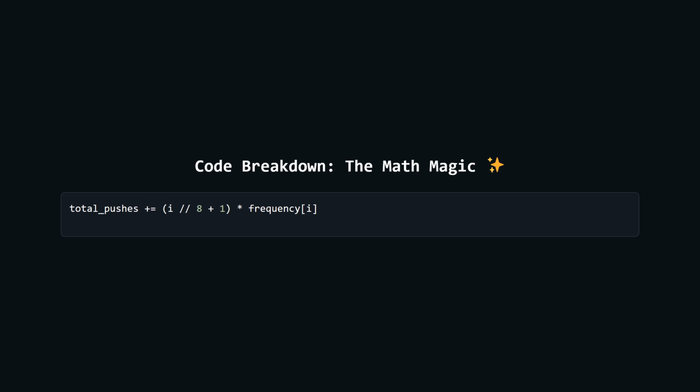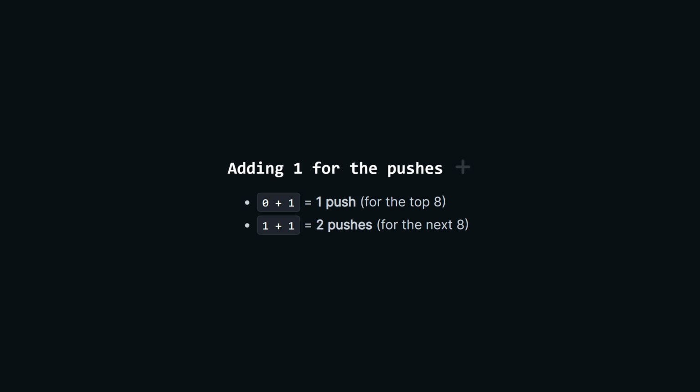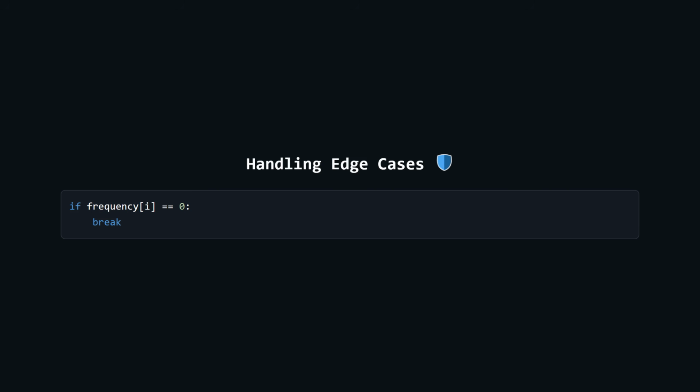Now for the clever part. As we loop through our sorted counts, we use this formula. We take the current position in our list, which we call i, and integer divide it by 8. Why divide by 8? Well, for the first 8 letters, meaning index 0 through 7, dividing by 8 gives us 0. For the next 8 letters, it gives us 1, and so forth. Because you can't have 0 pushes, we simply add 1 to that result. So the first 8 letters get assigned 1 push, the next 8 get 2 pushes, and so on. We just multiply that push count by how many times the letter actually appears, and add it to our total. We also have a nice little edge case check here. If we hit a letter frequency of 0, meaning we've run out of unique letters in our word, we just break out of the loop early to save time.